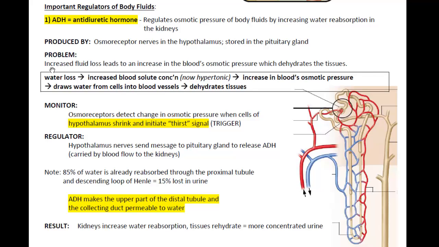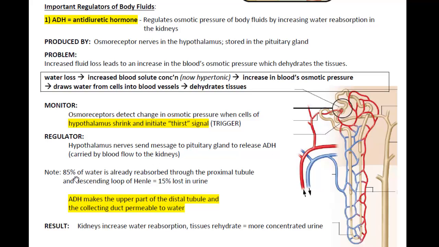So how does the body actually know that that's happening? Well, those little osmoreceptors, the little nerve cells that are in the hypothalamus, they actually detect the change because they begin to shrink. And when they shrink, they initiate what's called the trigger, the thirst signal. So then the hypothalamus, knowing that it has shrunk down, the nerves then send a message to the pituitary gland and tell it to release ADH, or antidiuretic hormone. That gets dumped into the blood and goes to the kidneys.